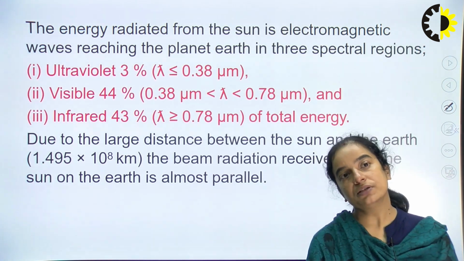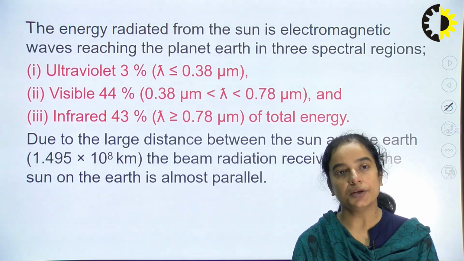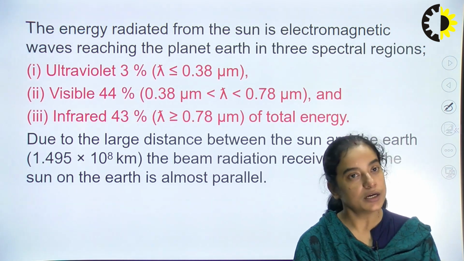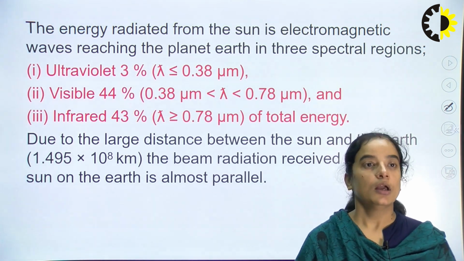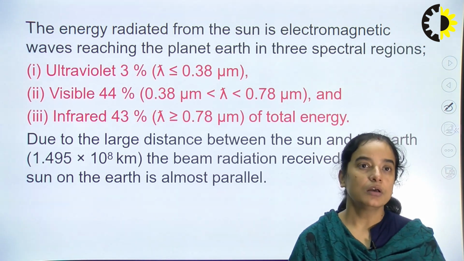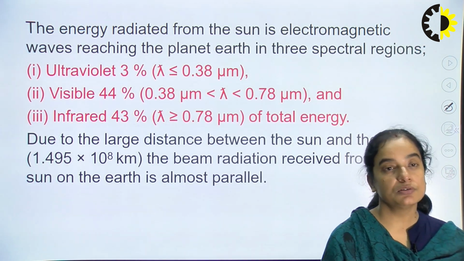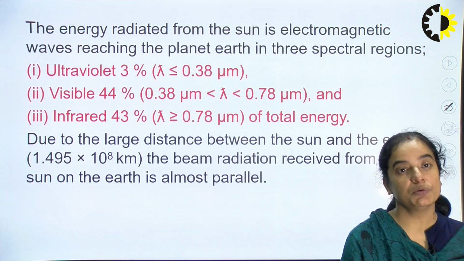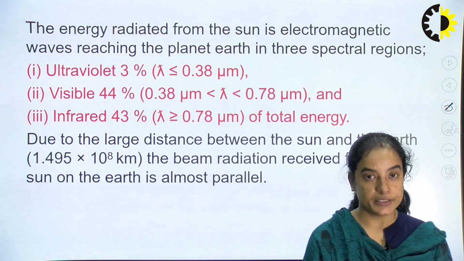If the wavelength of radiation that we are receiving is less than 0.38 micrometer, then it is ultraviolet ray, and the amount of ultraviolet radiation is very less, only 3%. Next is the visible part. Visible radiation is 44%. If the wavelength of radiation is ranging between 0.38 to 0.78 micrometer, then it is visible radiation.